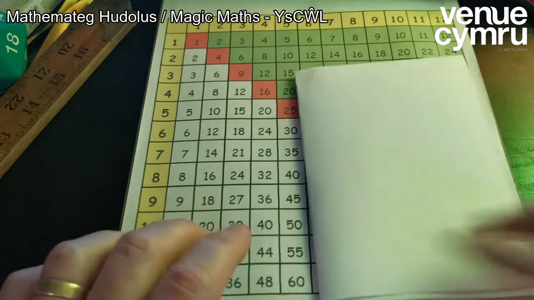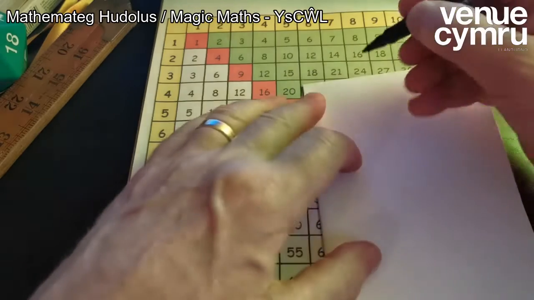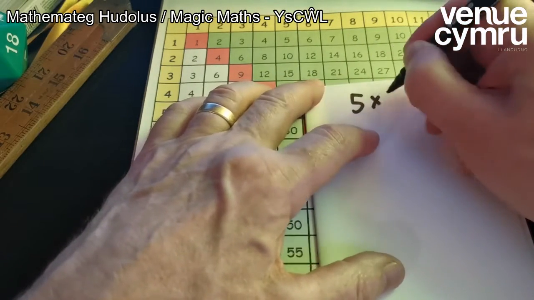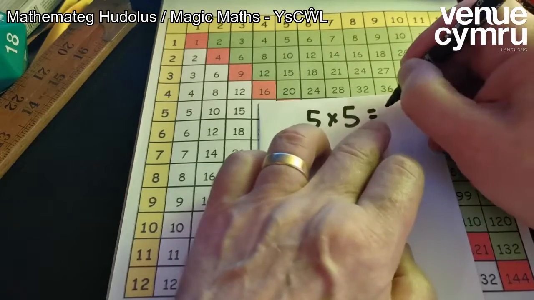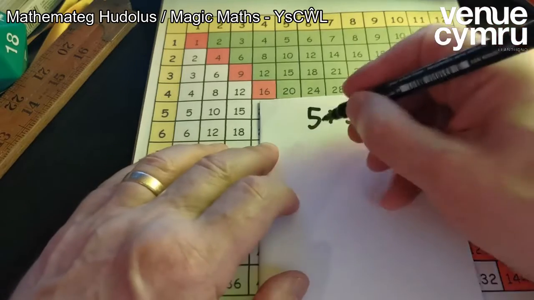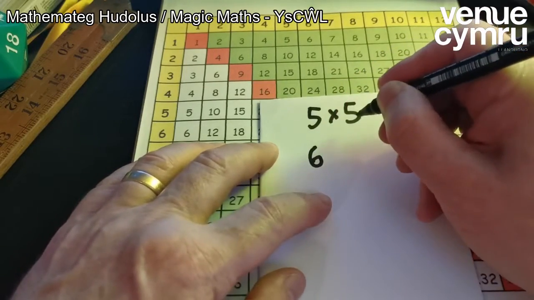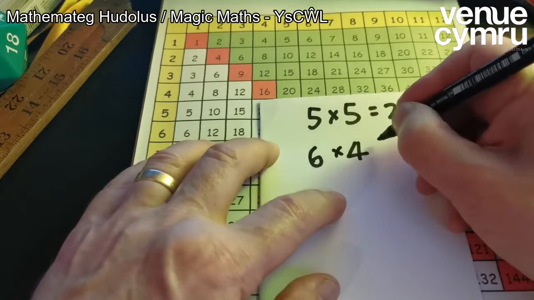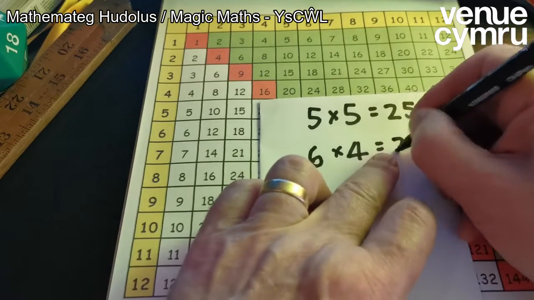Let's see what's going on. Pick a number on the times tables. We will have number 5. Number 5 is a good one. 5 times 5. I'm going to square it, times it by itself, and it makes 25. Now, if I add 1 to that, I get 6. And if I take 1 away from that, I get 4. 6 times 4 equals, and it will always be 1 less.